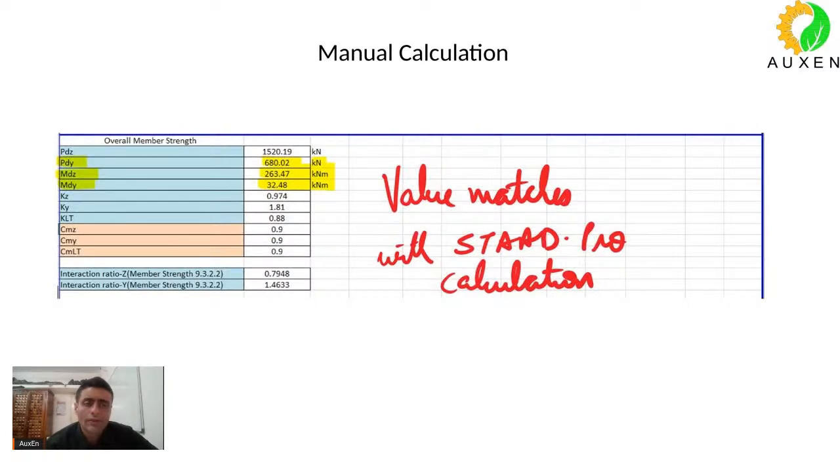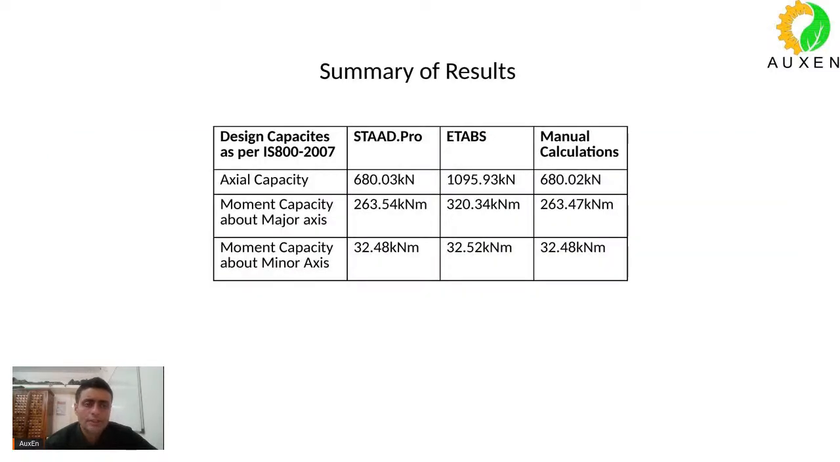So all the values that we calculated, they match with the StatPro calculations. If you see the capacities I have highlighted, the value is matching with the StatPro calculations. All the capacities match to the second place of decimal. So if you see the table that I am showing right now, design capacities as per StatPro in the first column and as per manual calculations in the third column are matching. ETABS is giving me over capacity. So why is this happening? Because ETABS is not able to consider the slender web effect.